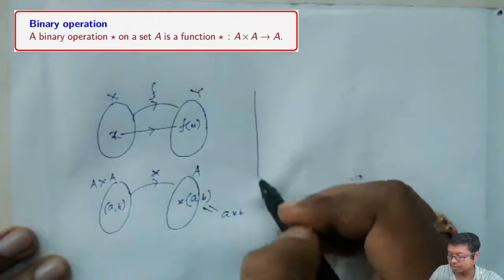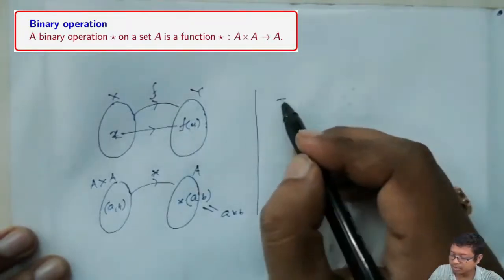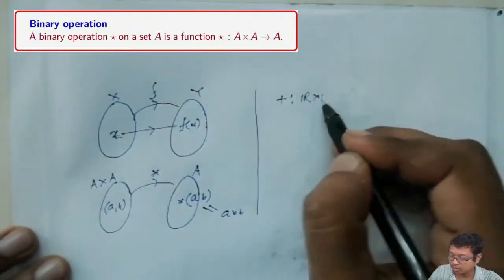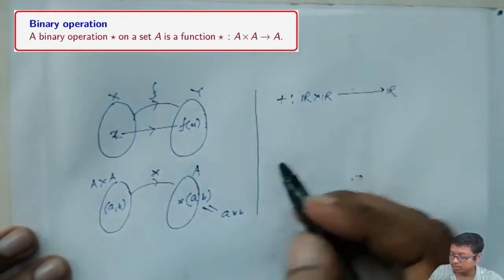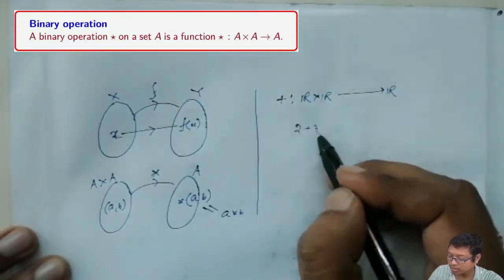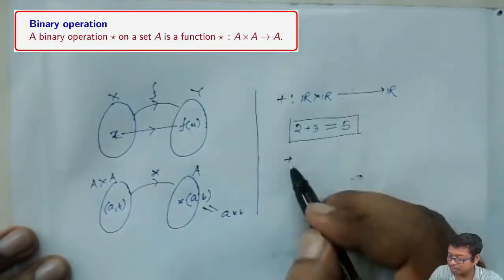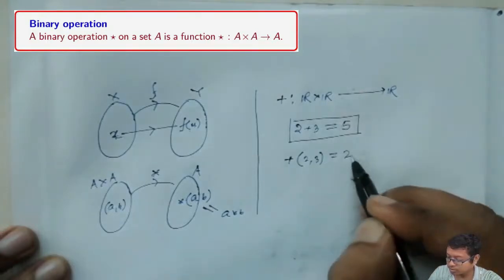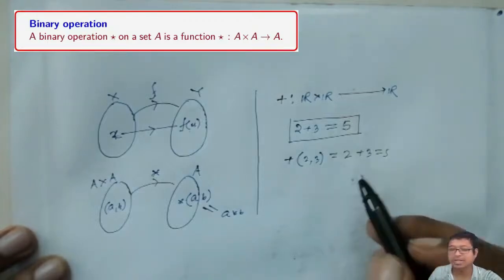Let us try to understand this concept with the help of one example. Suppose I have a binary operation plus, going from R cross R. Then we generally write 2 plus 3 equals 5. What does this actually mean? Plus of 2 comma 3 is equal to 2 plus 3, which is equal to 5. This is the actual meaning of binary operation.